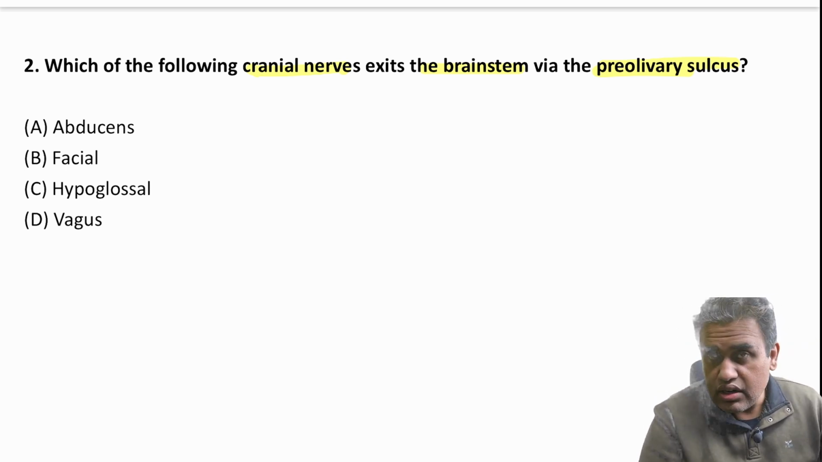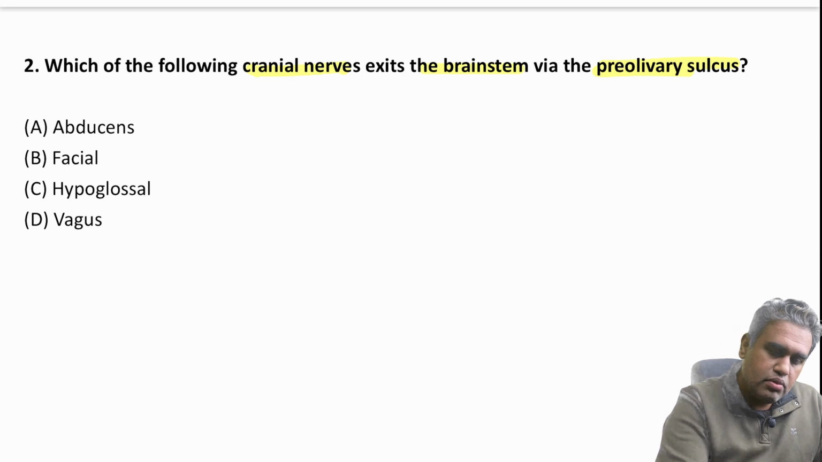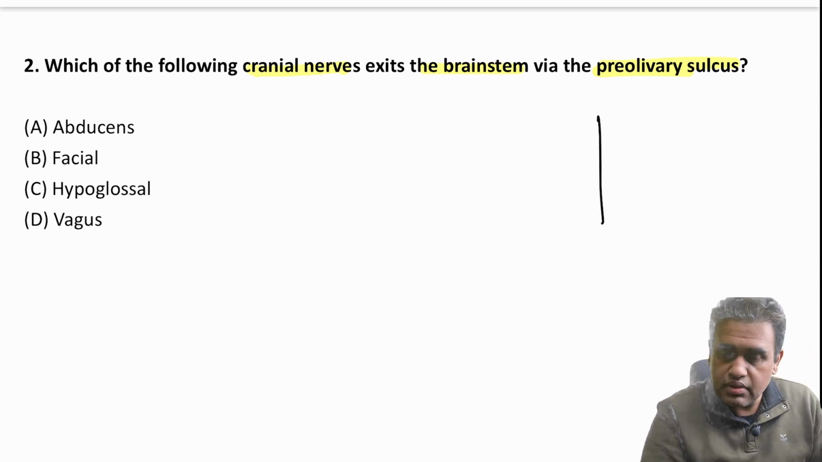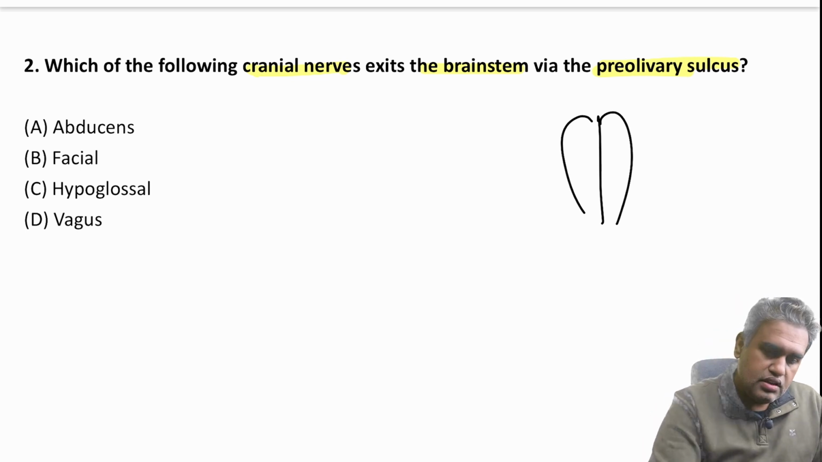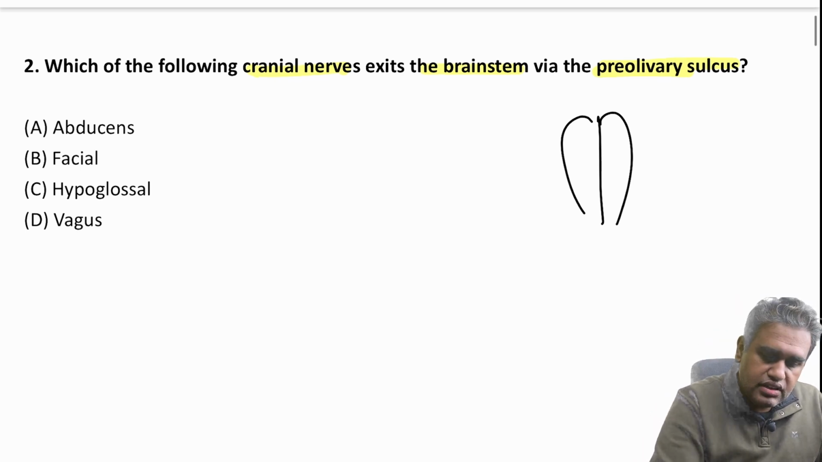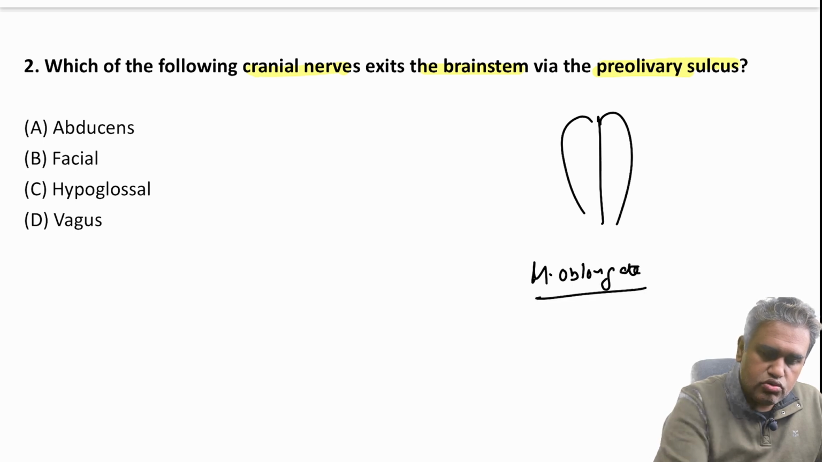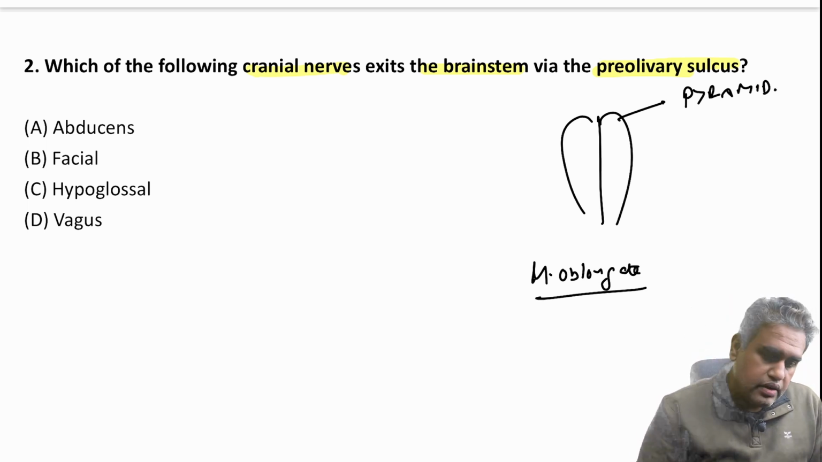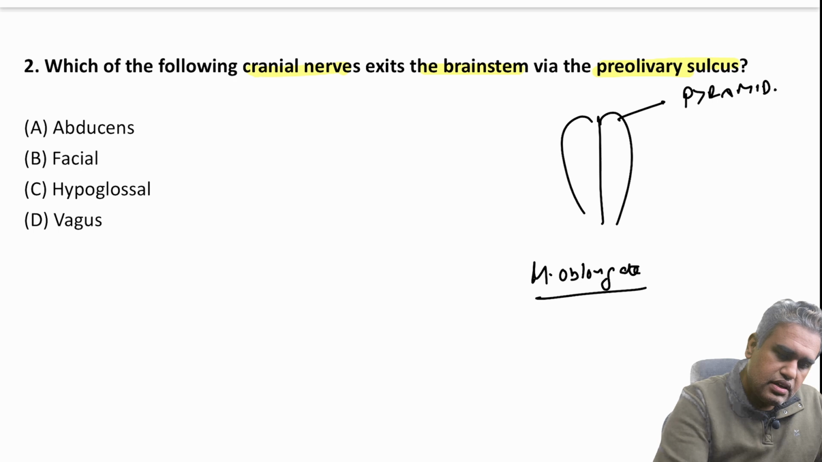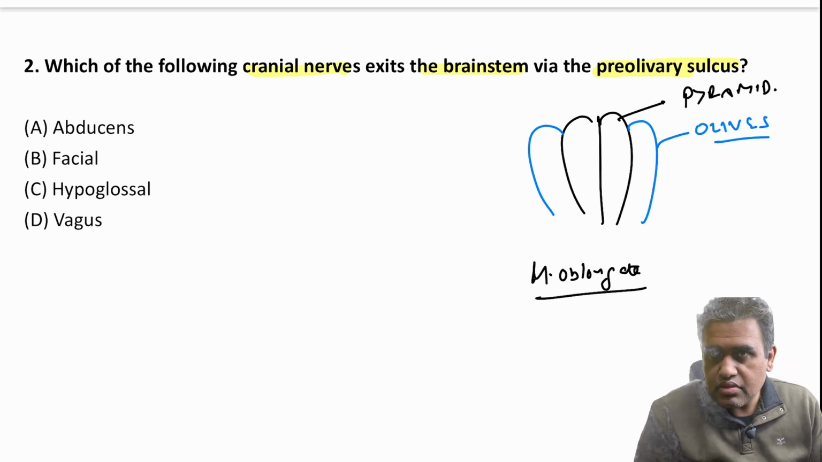Olivary sulcus or olive. If you remember the medulla oblongata, there's an anterior midline in the medulla, and there are two swellings around it. I am telling you the external features of the medulla oblongata. These two swellings are known as pyramids. Why? They have the pyramidal tracts, the corticospinal tracts, inside them. Lateral to these pyramids we have the olives, having the olivary nucleus.